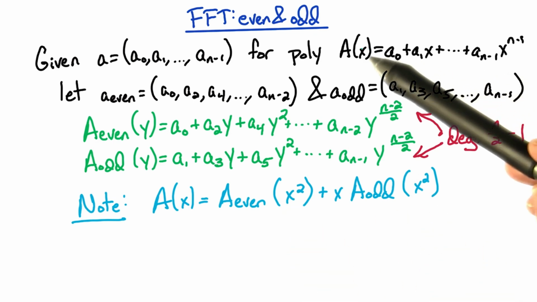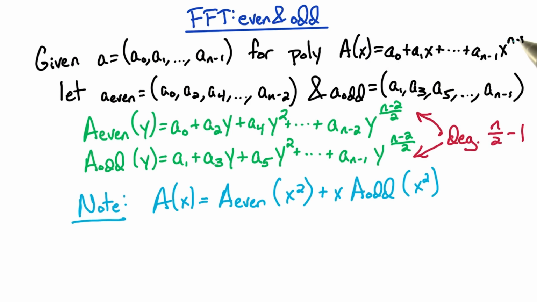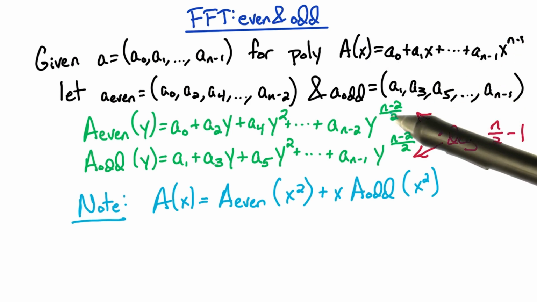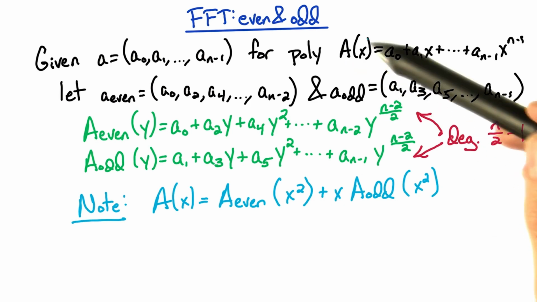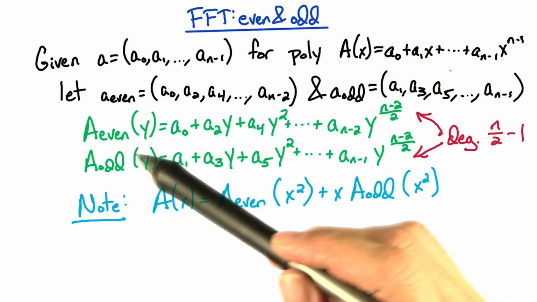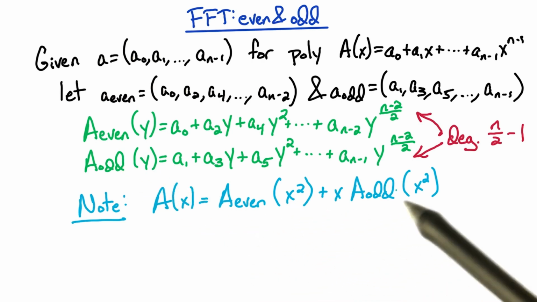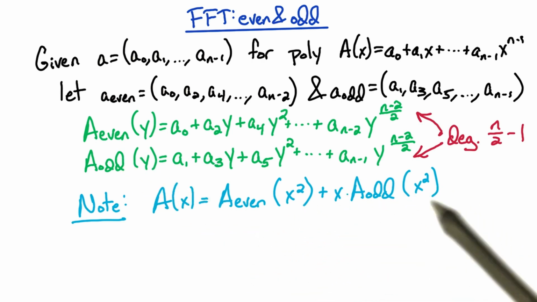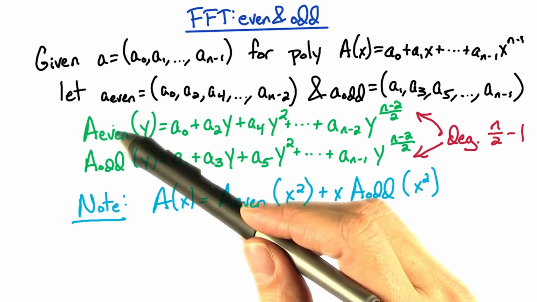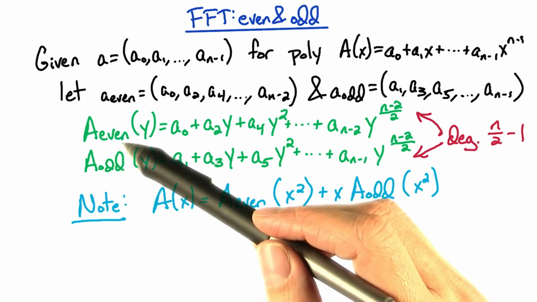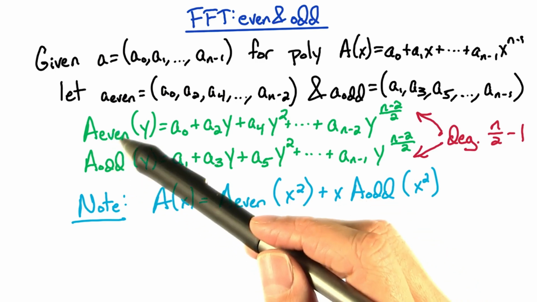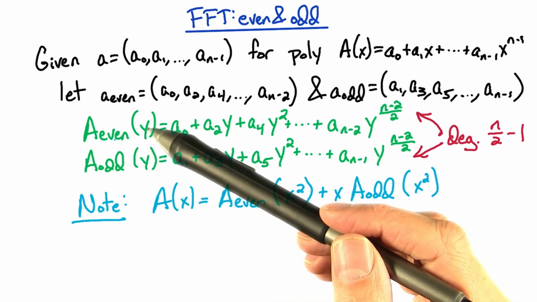Now the degree of this polynomial a of x went down from n minus 1 to n over 2 minus 1 for these two smaller polynomials. However, if we need a of x at two n points, we still need a even and a odd at two n points, the squares of these original two n points. So the degree of these polynomials went down by a factor of 2, but the number of points we need to evaluate them at hasn't gone down by a factor of 2 yet.